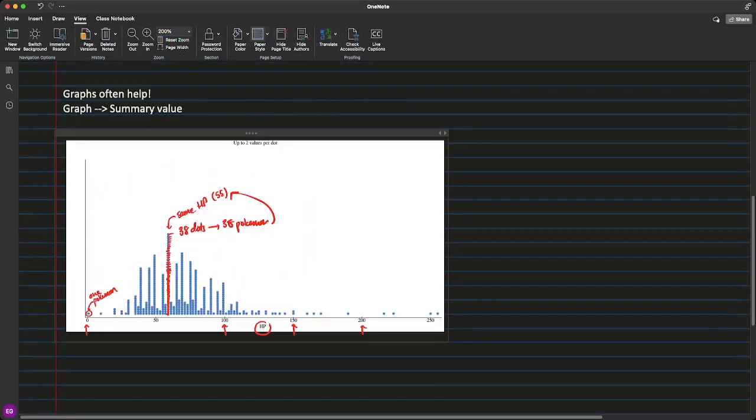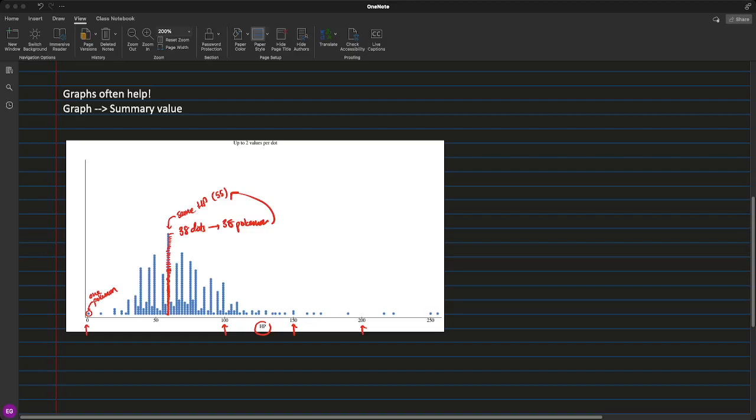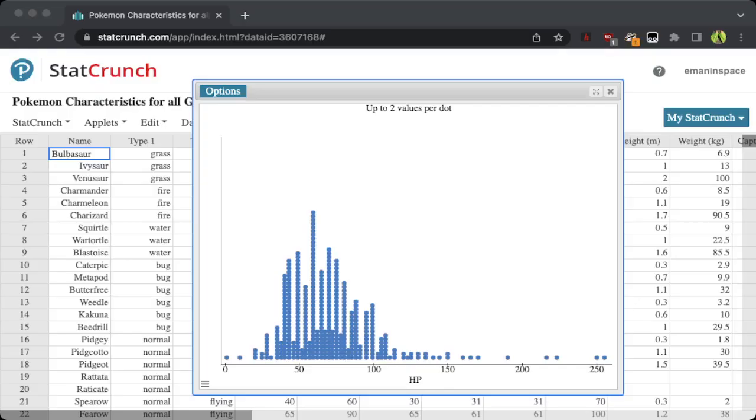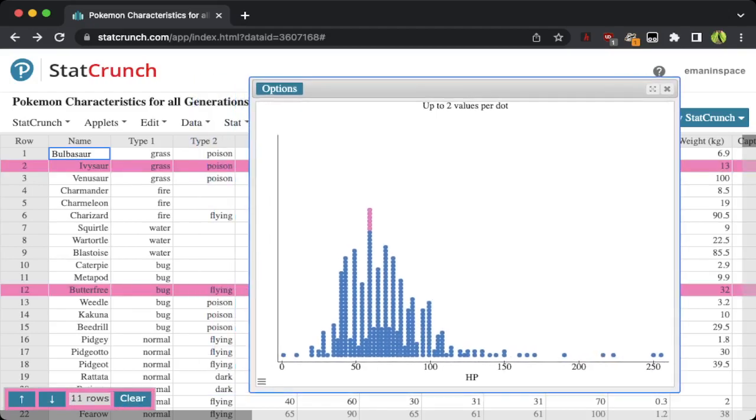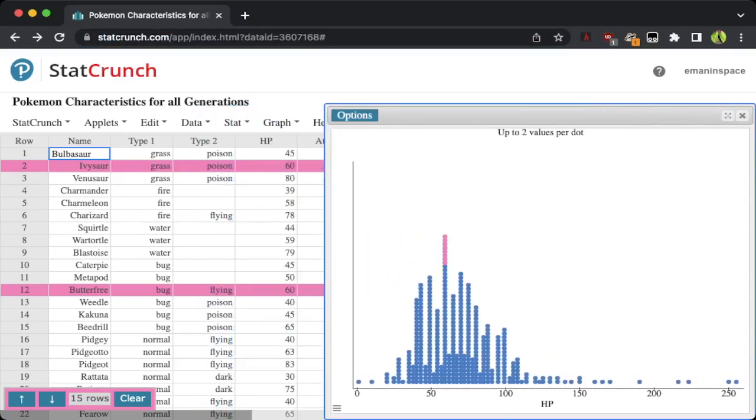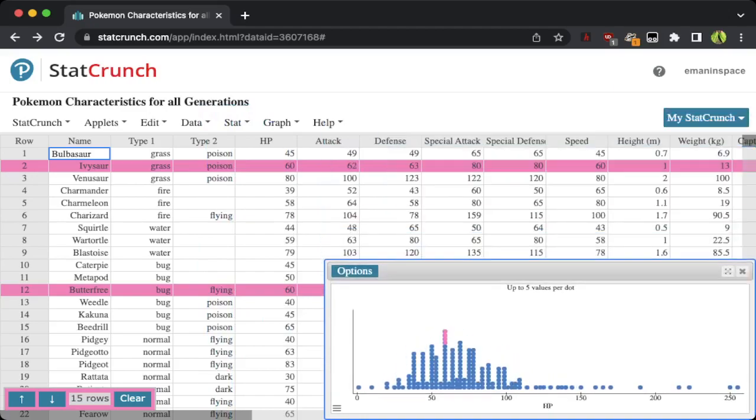Okay, I'm going to switch back to Chrome so we can go look at StatCrunch. When you're doing this on your computer, it's a little easier because you can hover over things and select them, and it will even show you which Pokemon those are. All I did was click and make a little box to select those dots, and it highlights them. So what Pokemon are we dealing with here? Actually, it's 60 HP apparently. So all of those Pokemon have 60 HP.